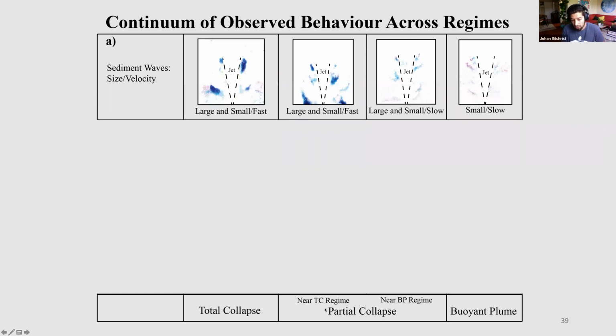As we change the source conditions to go through the partial collapse regime, sediment waves are still large and small ones. They don't descend as fast as they do in the total collapse regime, and they're not as frequent. And then when we get to the Buoyant Plume regime, they become small. There's no large axisymmetric ones, and they disperse before reaching the tank floor.